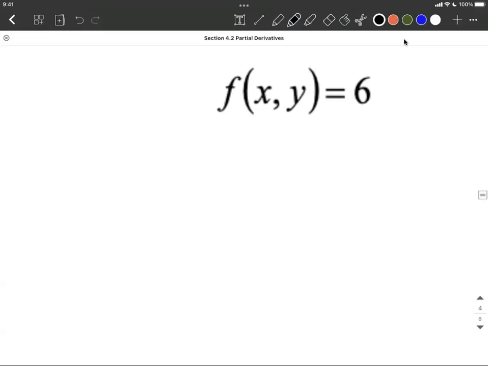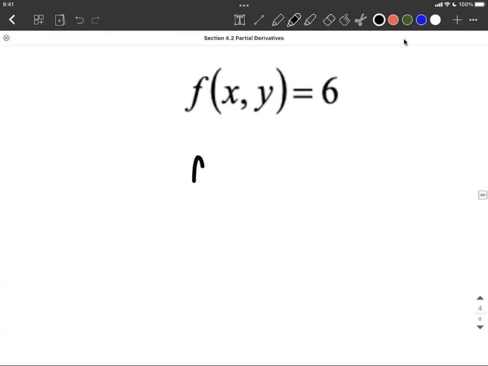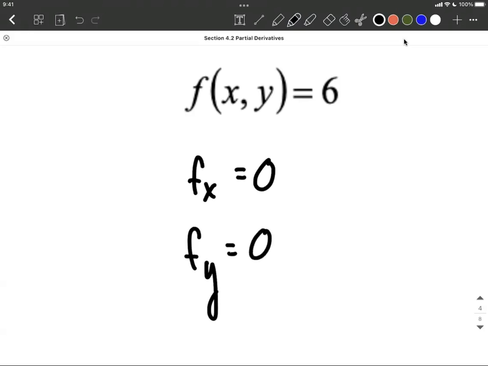What about if we just have a constant? Well, in this case, the partial with respect to x, the derivative of a constant is 0. What about if it's the partial derivative with respect to y? It's also going to be 0.